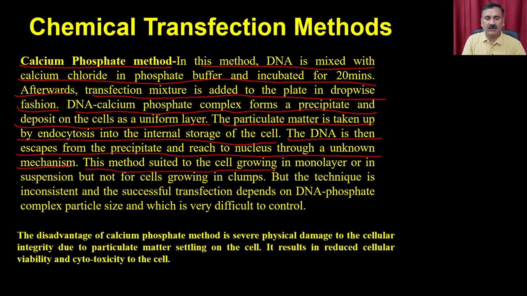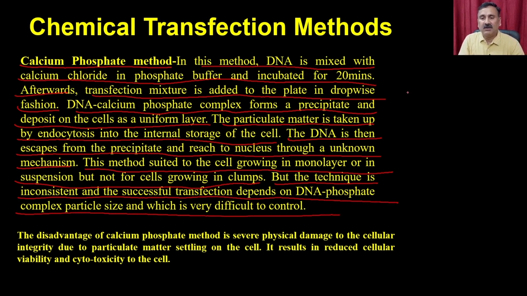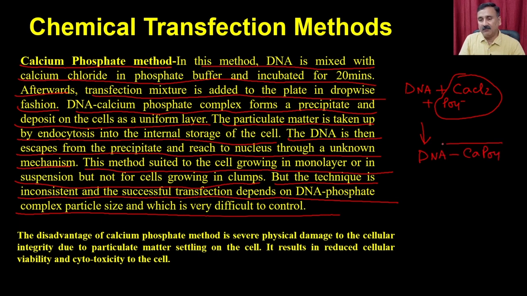This method suits cells growing in a monolayer or in suspension, but not cells growing in clumps. But the technique is inconsistent, and a successful transfection depends on the DNA phosphate complex particle size, which is very difficult to control. Which means in this case, you take the DNA and add the calcium chloride along with the phosphate buffer. The calcium phosphate reacts, and that's how the DNA makes a complex with the calcium phosphate. Once it forms the complex, it forms particle-like structures. So it's going to form the precipitate.